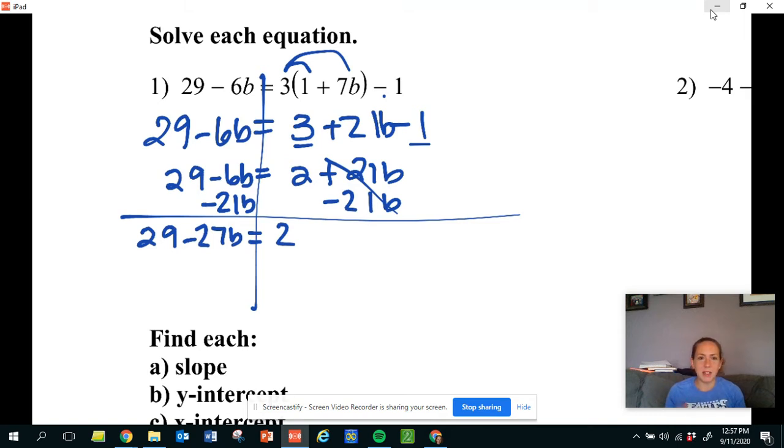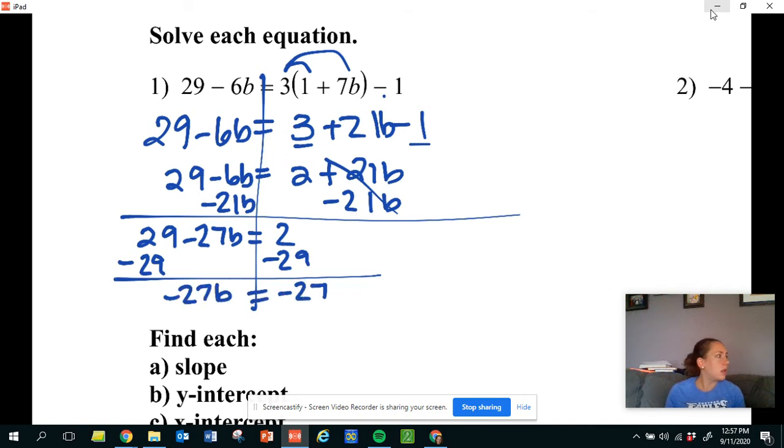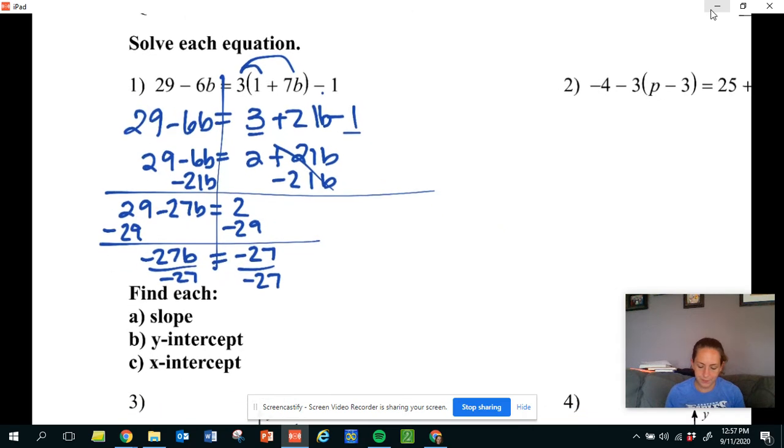So then I need to get the numbers on the other side. So I got to subtract 29 on both sides. So I will have negative 27b equals negative 27. To get the b all the way by itself, I will divide negative 27 by negative 27.